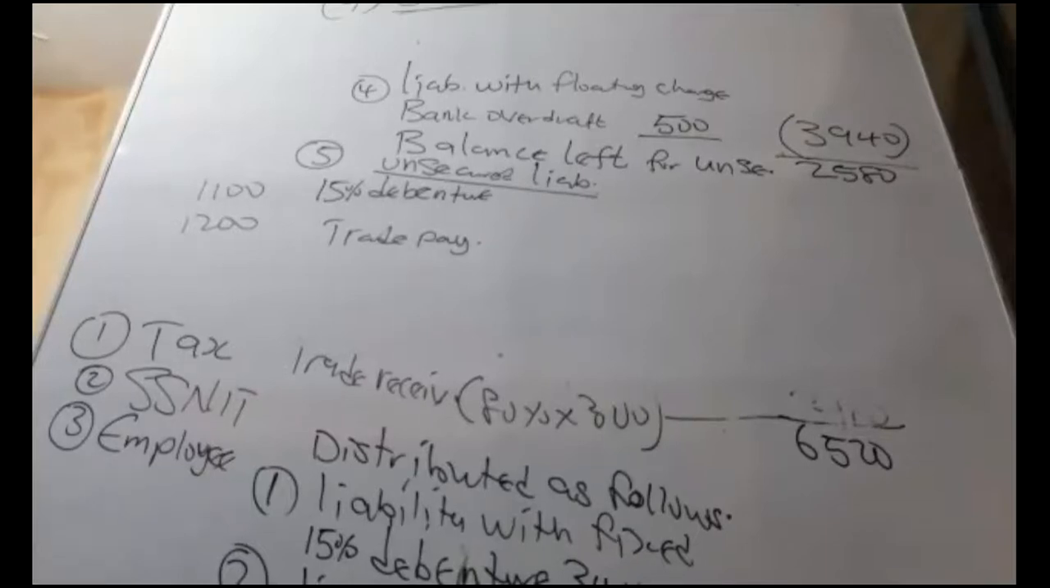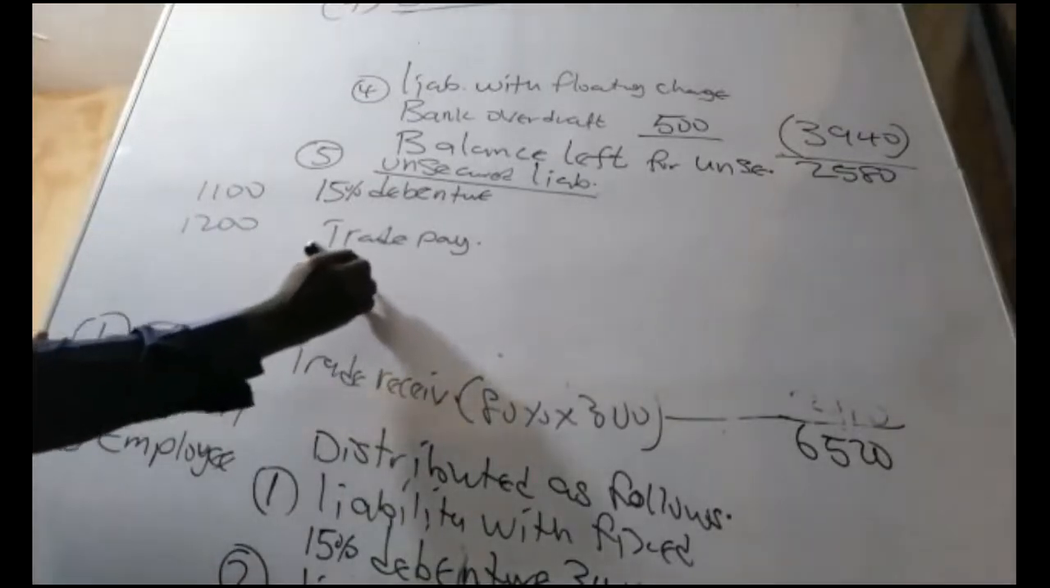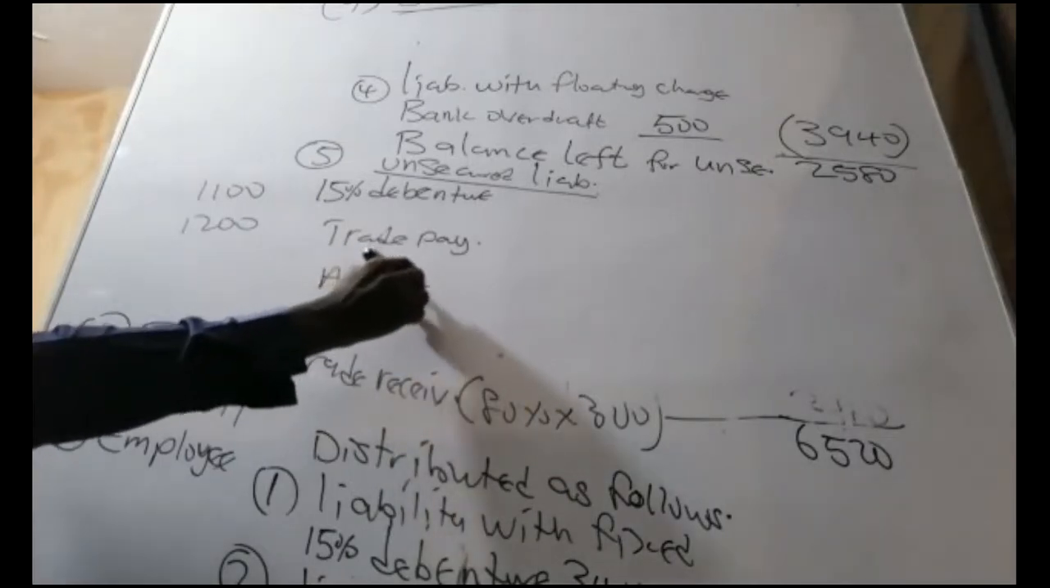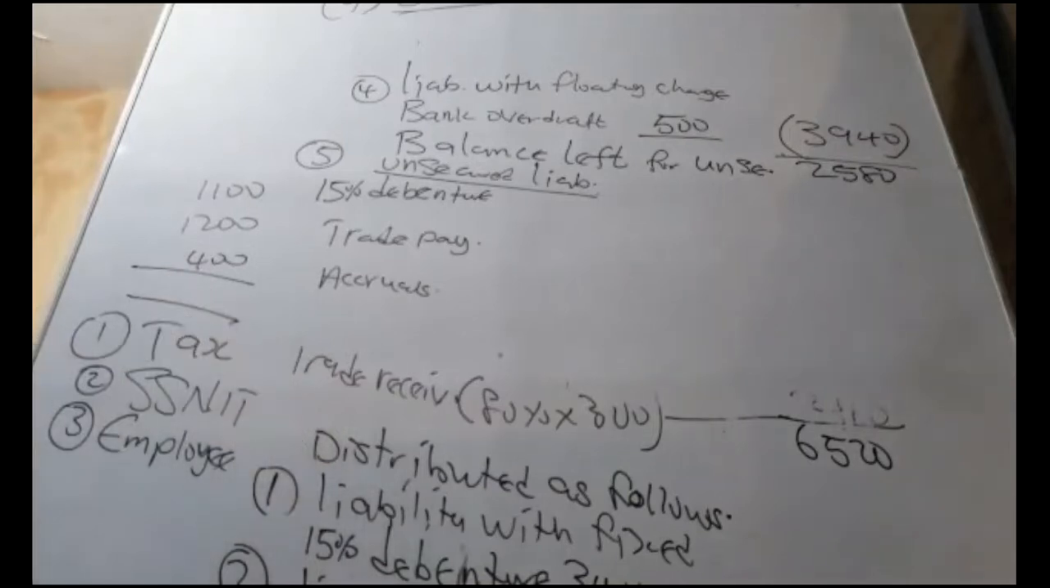So the trade payable is 1,200. And then the accruals is what? Now it's 100. Can you add all this for me? And let's see the debt that is left for us to pay, and our funds to be able to settle them.